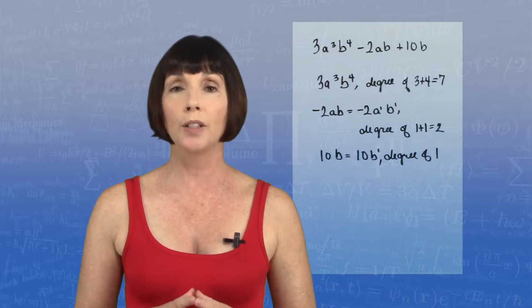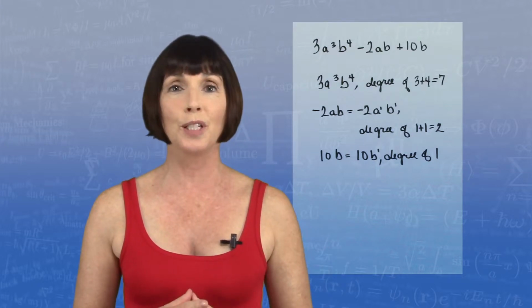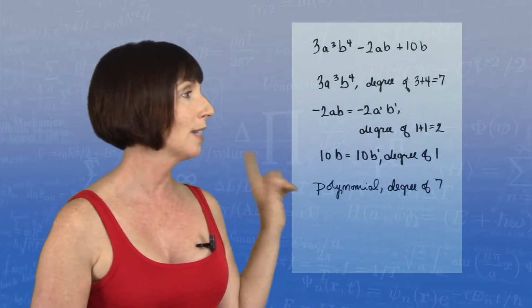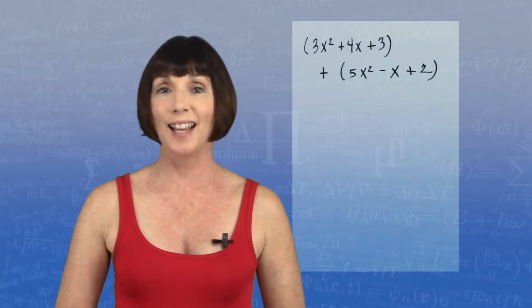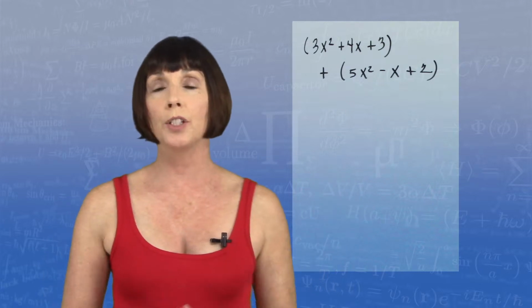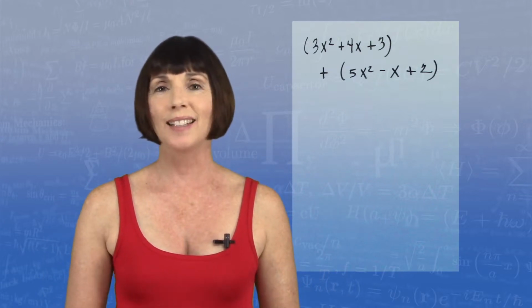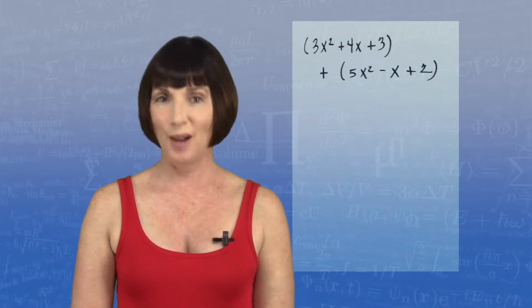The degree of the polynomial is the greatest of those 3 degrees. So this polynomial has a degree of 7. Now let's work on combining like terms. Write this polynomial in simplest form. That is, with all its like terms combined.